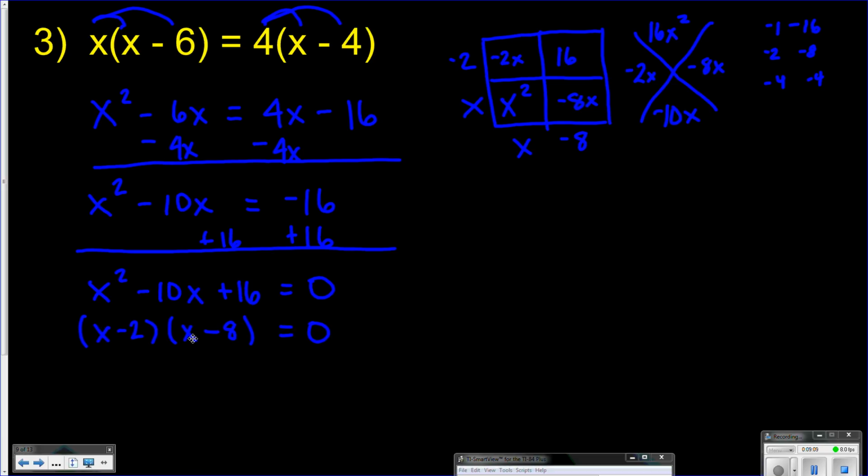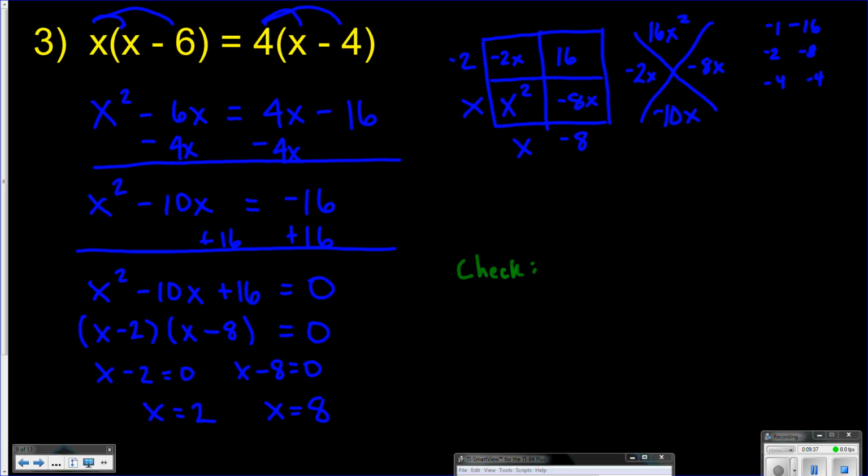So now when we look here, we're going to use our zero product property, because if this times this equals 0, then one of these has to be 0. So set them both equal to 0. And we'll get that x equals 2 or x equals 8. Now we can check it over here.